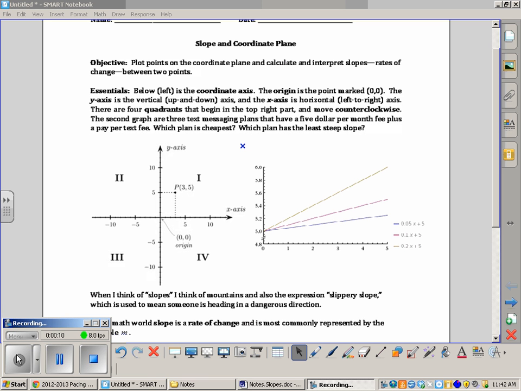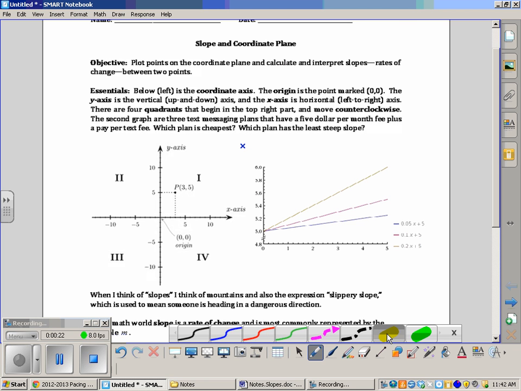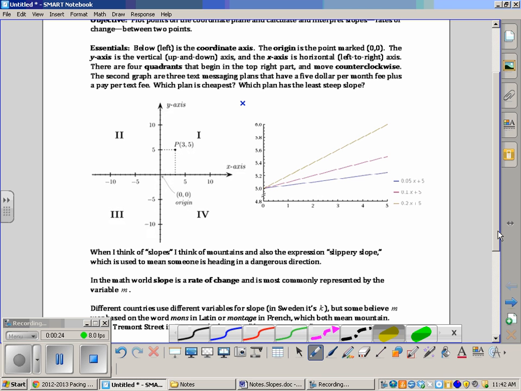We're looking at the slope and coordinate plane notes. Our objective today is to plot points on a coordinate plane and also calculate and interpret slopes, which are rates of change between 2 points. I'd ask that you read over the notes. You can always pause this. The notes can be found on the Moodle page, so I won't read through this for you.